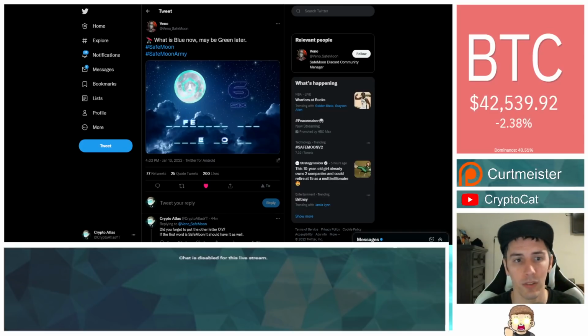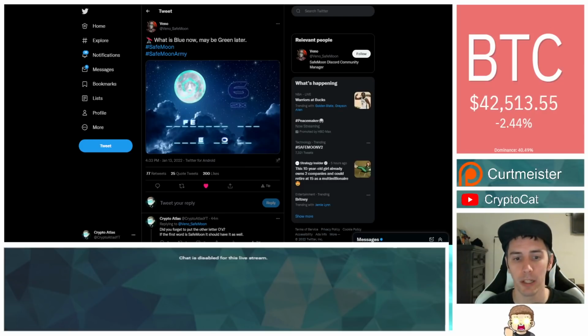So Venno, who is a SafeMoon moderator for the SafeMoon Discord, said, "What is blue now may be green later. Hashtag SafeMoon, hashtag SafeMoon Army." So it's not just an update of the letters inside of the actual graphic image. There's a message that goes with that, and that's important because that's supposed to lay out some clues. What we have right now is an 8-letter word followed by a 3-letter word, followed by a 4-letter word, then a 2-letter word, and then another 2-letter word.